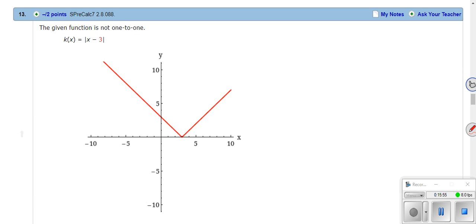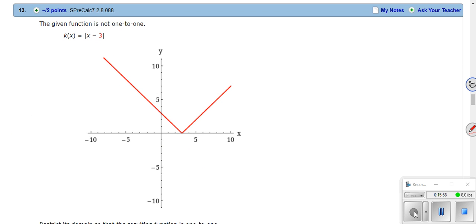Now, the given function is not 1-to-1. Why is that? Well, it's a function, it passes the vertical line test all day long, but it is not a 1-to-1 function because it fails the horizontal line test. It crosses at 2 points, okay? So that's why it's not 1-to-1. That's why parabolas are not 1-to-1. Same thing. That's why we have to restrict domains to keep just part of it.